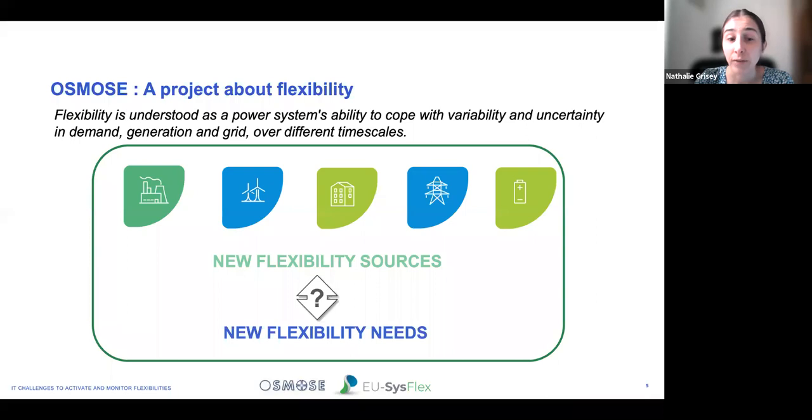And thus in our evolving power system, we see, of course, new needs of flexibility arising related to the penetration of renewables, but also to the electrification of demand. But fortunately, we also see new sources of flexibility, like storage, but also the flexibility of demand, of renewable generation, and even of the grid. And thus in our project, we try to see how we can address the new needs with the new sources in the most effective way.